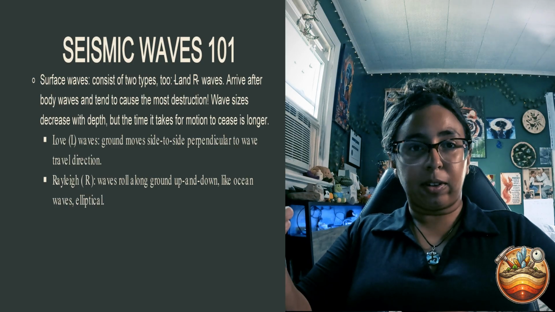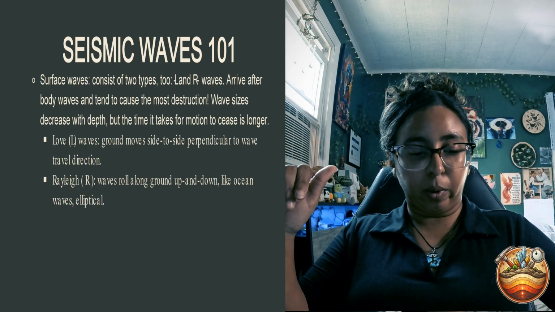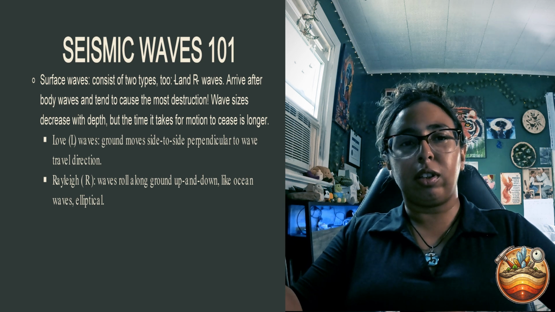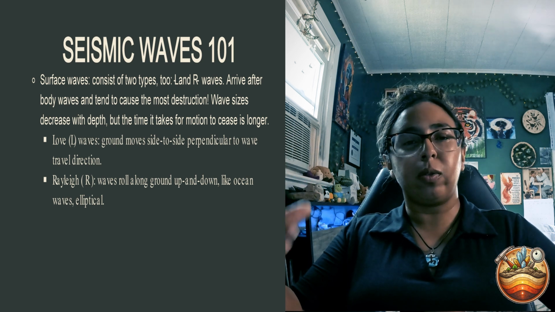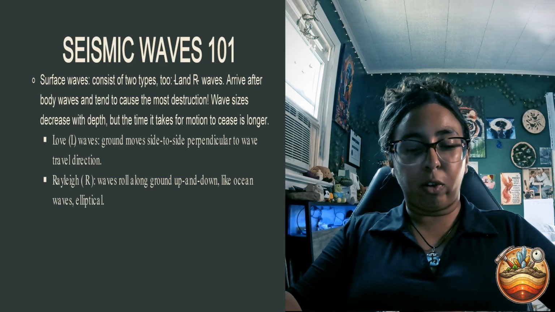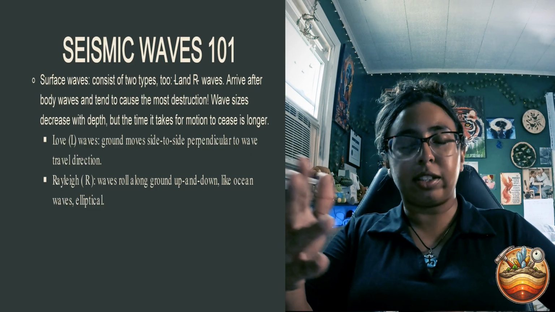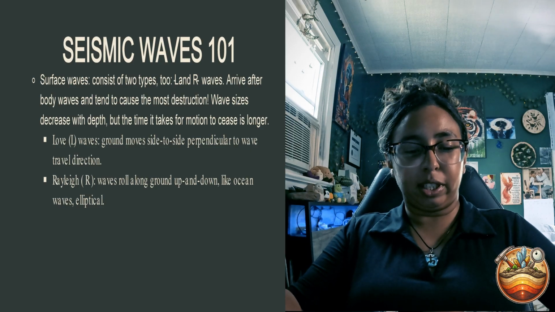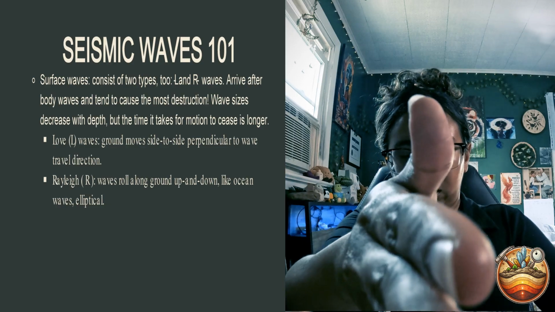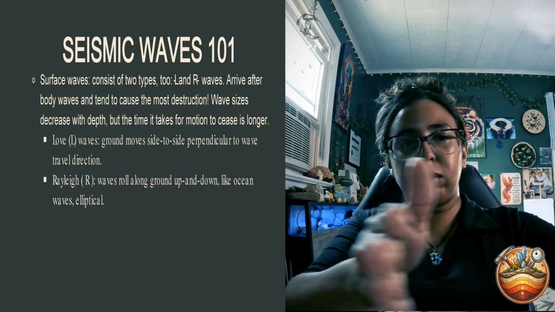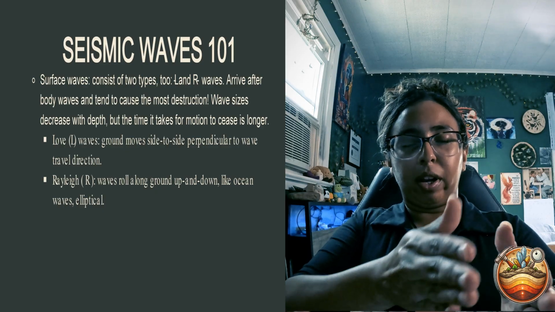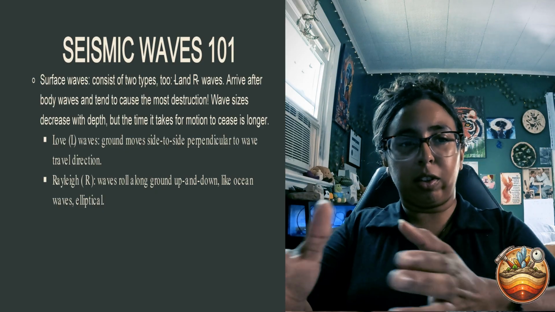And then there are 2 types of surface waves, just like with the body waves. There are L waves and R waves. L waves, the longer name for it is Love waves, and it was named after the person who founded it, A.E.H. Love. And the ground moves, in this case, side to side in a horizontal motion perpendicular to the wave travel direction. So again, let's say the wave is traveling this way. The ground is moving side to side, perpendicular to that. So while the wave is going this way, the ground is moving like this.